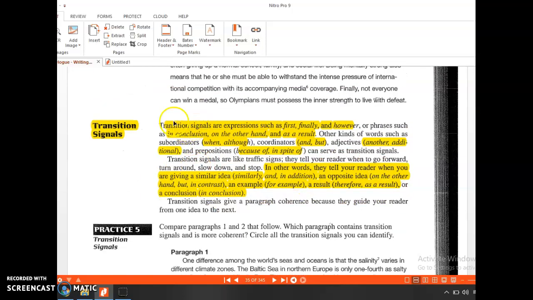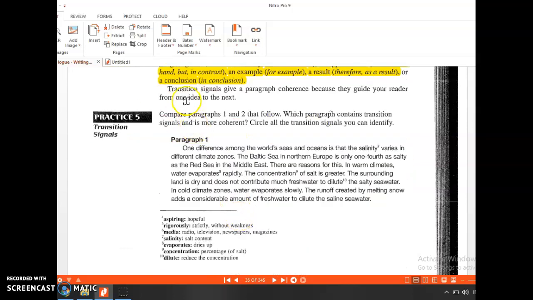Next, transition signals. The thing that you have to do to make your paragraph smooth or coherent is to use transition signals. So you do not combine sentences again and again, but you make it smooth. For example, you can use however, therefore, nonetheless, and so on. You will have the list later. Transition signals are expressions such as first, finally, however, or phrases such as in conclusion, on the other hand, and as a result. There are many. Transition signals give a paragraph coherence because they guide your reader from one idea to the next. This is what you have to do.